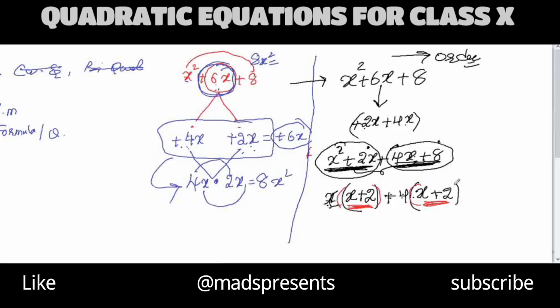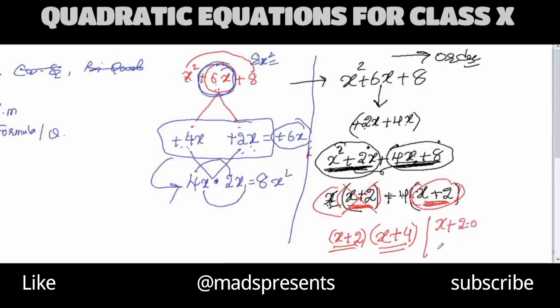See, before plus and after plus, x plus 2 is a common term. So try to take x plus 2 out as a common factor. Then what is left? After taking x plus 2 as common, x plus 4 is left. Yes or no? It is very clear that x plus 4 is left. Now if you observe, the term is split as (x plus 2) into (x plus 4). We got two factors. That is what is called the factorization method.